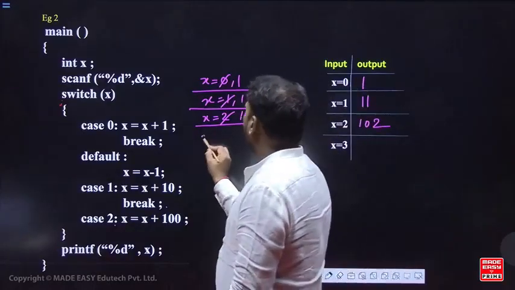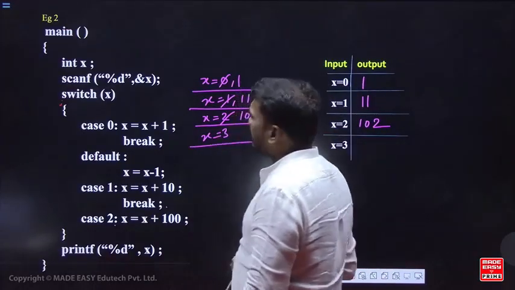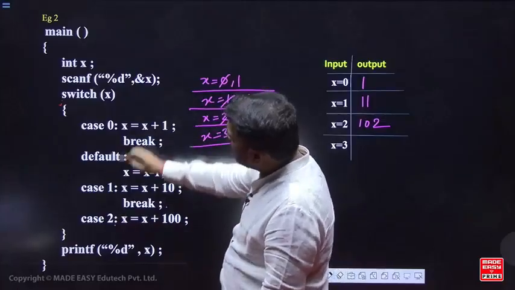And next, if I give x equal to 3, tell me, is it matching with any case here?